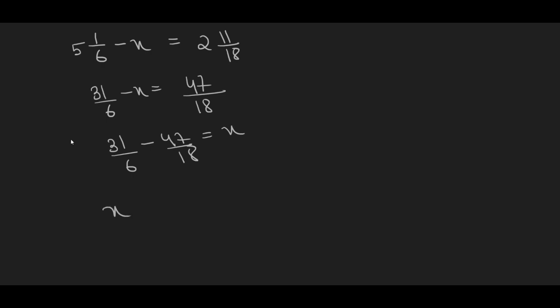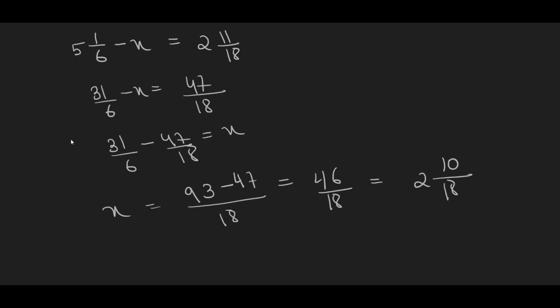So taking the LCM now, 18, 6 3s are 18, 31 3s are 93, minus 47. So it will be 93 minus 47, and you will get 46 upon 18. And you will convert this into a mixed fraction. So 18 2s are 36, remainder 10. This will be your answer, children.